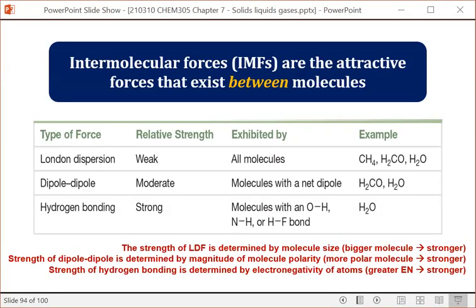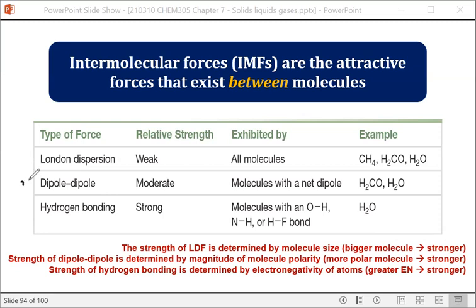Okay, so to summarize IMFs, intermolecular forces are the attractive forces that exist between molecules. There's 3 of them. London dispersion forces, these are the weakest, and all molecules have London dispersion forces, and we can differentiate which LDF is stronger than another by the molecule size. So bigger molecules are going to have stronger LDFs.